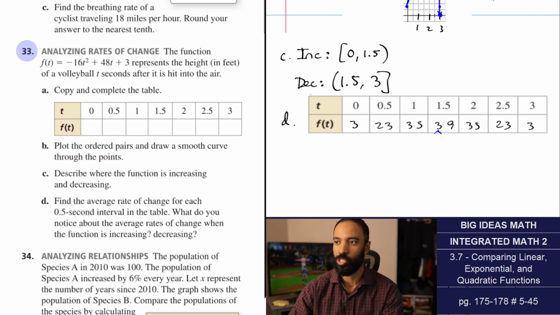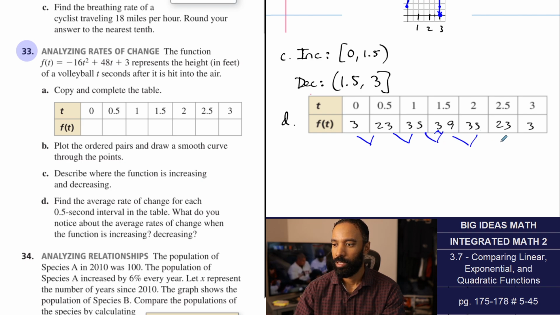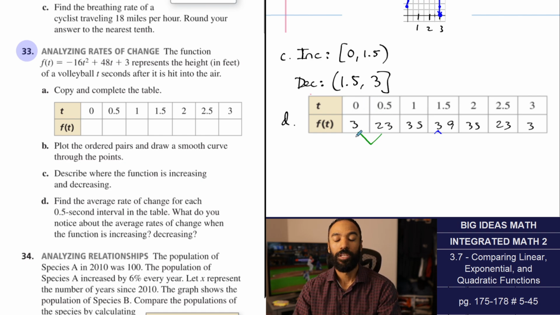So for this part D, it says average rates of change for each 0.5 second interval. So I want to find the slope here, the slope here, the slope here, etc. I don't know how to do that best, but I do want to put it here. Notice how we're dividing by 0.5 each time, right? Dividing by 0.5 is the same as multiplying by 2, okay?